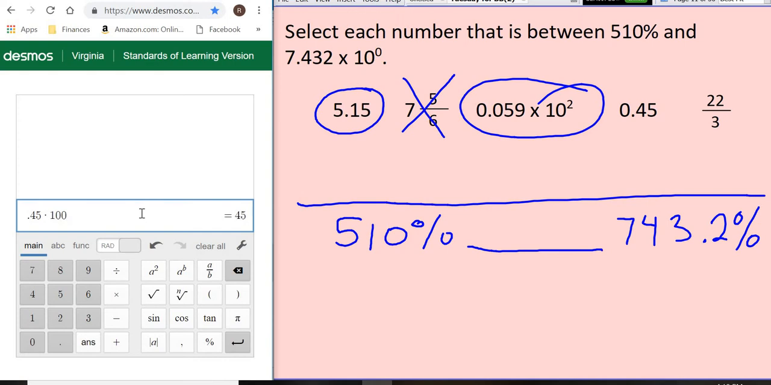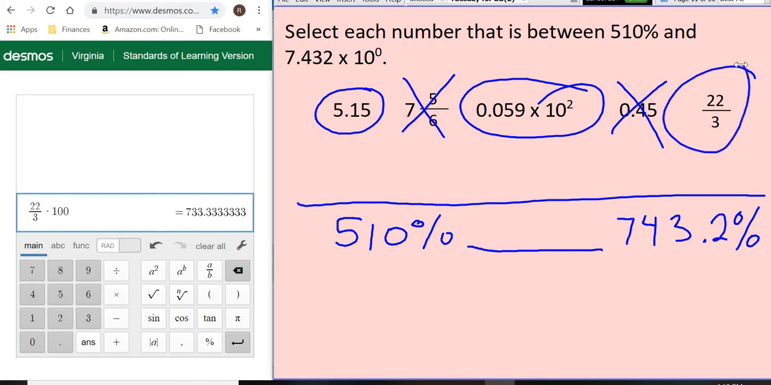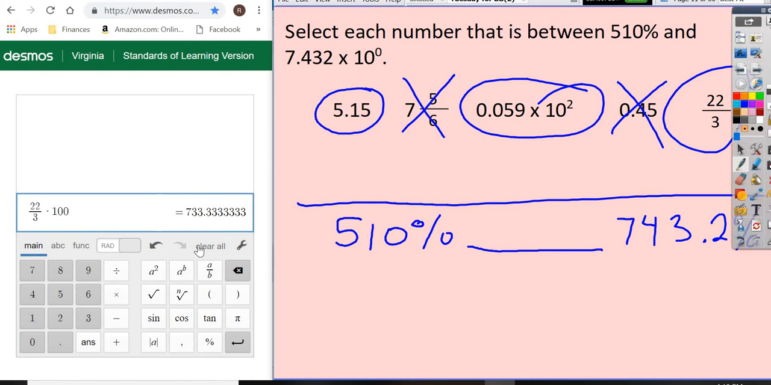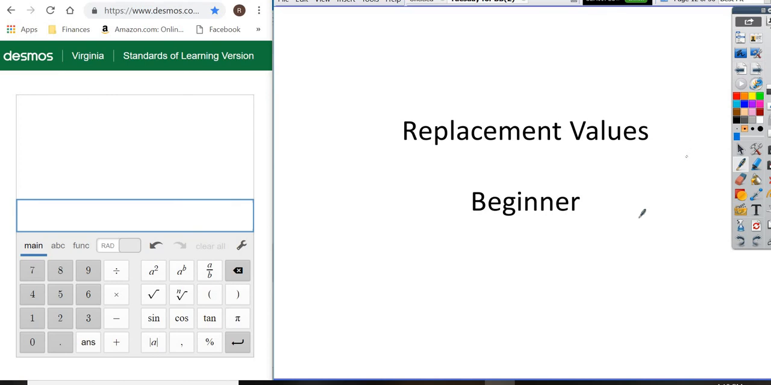0.45 times 100 gives you 45%. That is way too small. So let's try this last one. Again, I'm just using my calculator and being careful. 22 divided by 3. Move my cursor over, times 100 gives me 733%, which definitely fits. So there are 3 numbers that fit in between 510% and 7.432 times 10 to the 0. So let's go on to our next one and see what it looks like.